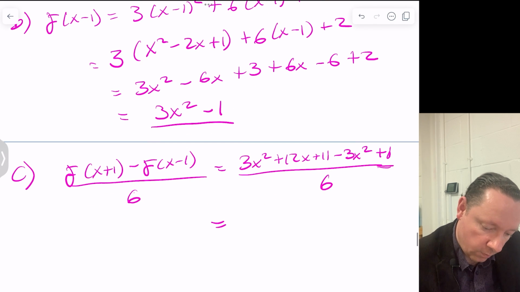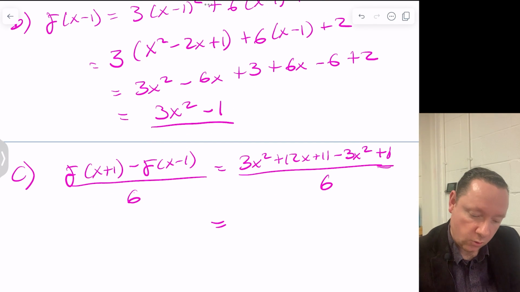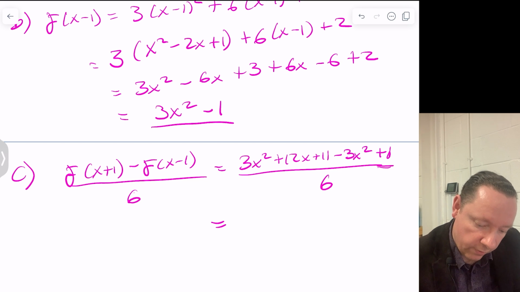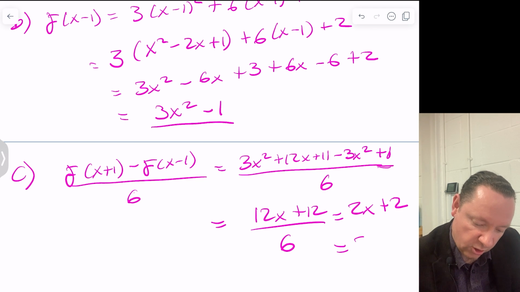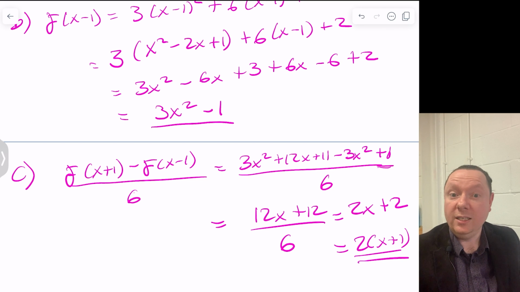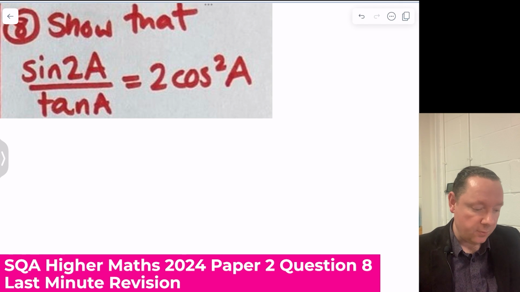Collecting terms on the top, 3x squared minus 3x squared is no x squareds. We've got 12x, and then you've got 11 plus 1 is 12 as well, all over 6. Well, they can both be divided by 6. 12 divided by 6 is 2x, 12 divided by 6 is 2. 2x plus 2 would be fine, or you could even do 2 bracket x plus 1 if you want to take a common factor, but you probably don't need to. That's 2024 last minute paper 2.